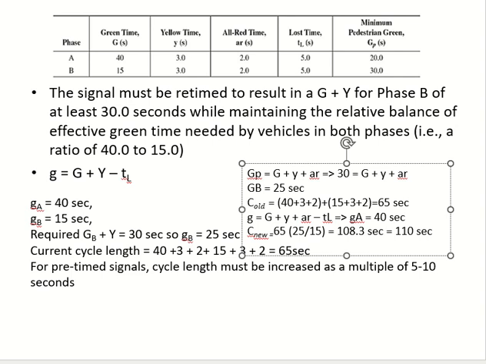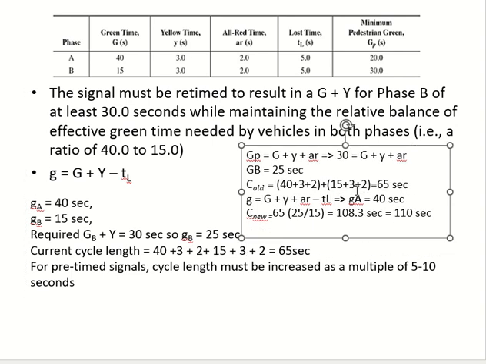Okay, now I will calculate the total effective green, which is cycle length minus total lost time. Okay, cycle length is 110. Total lost time is total of the two phases. How much? 100. Okay. Now I will divide this 100 into the two phases.